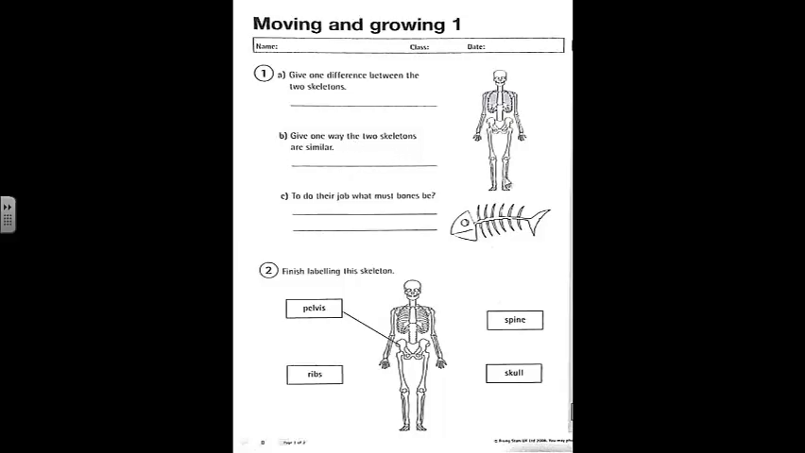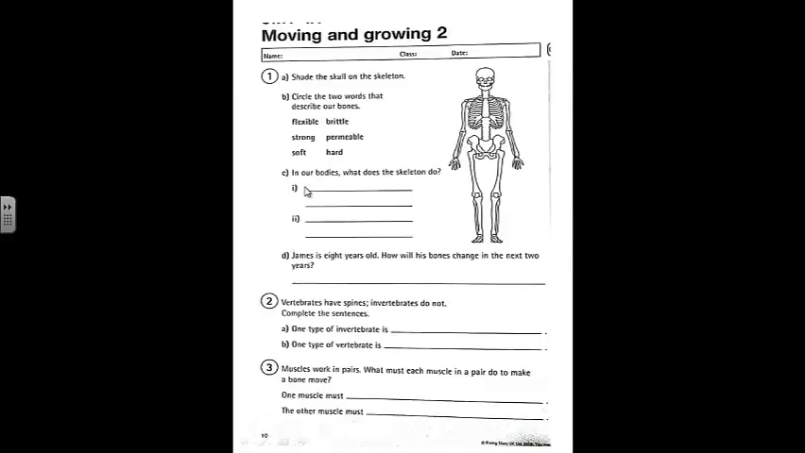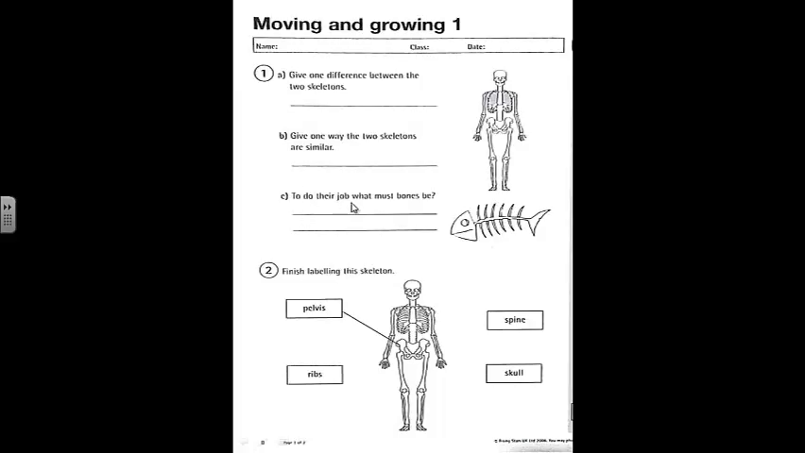Give 1 way the 2 skeletons are similar. The backbone. They both have a backbone. To do their job, what must bones be? They must be hard and strong to do their job of protection and support for our body. So the answer is hard and strong.